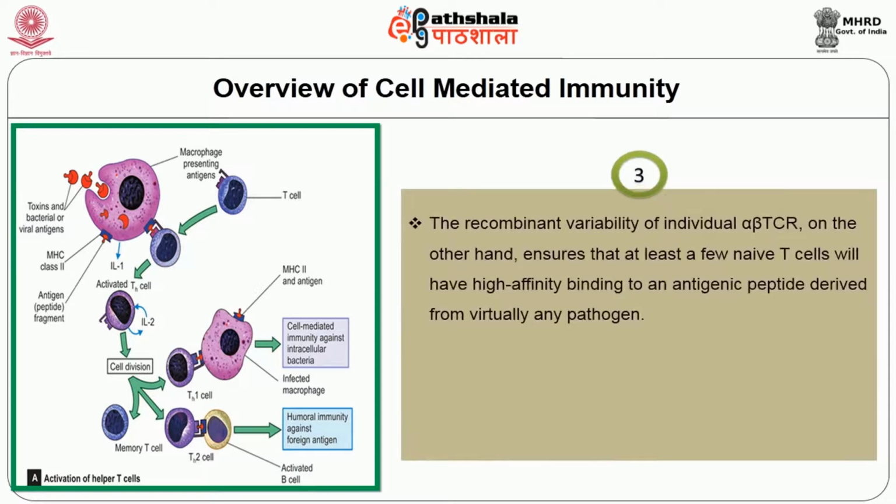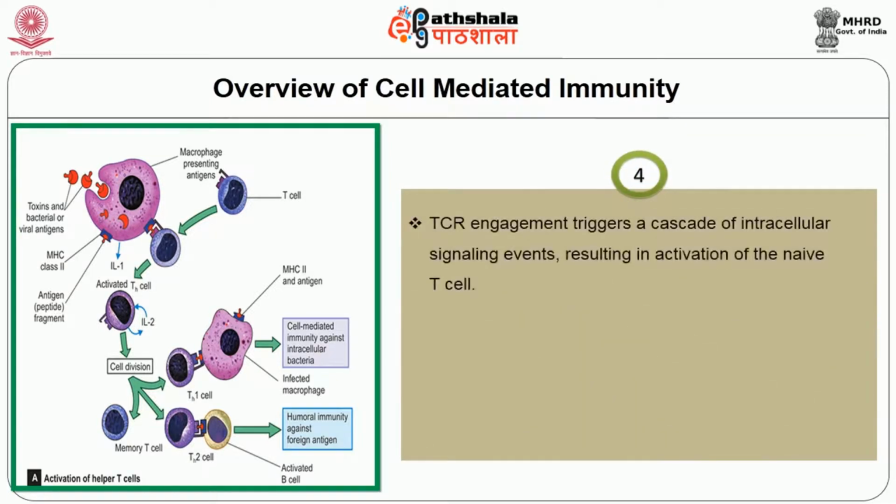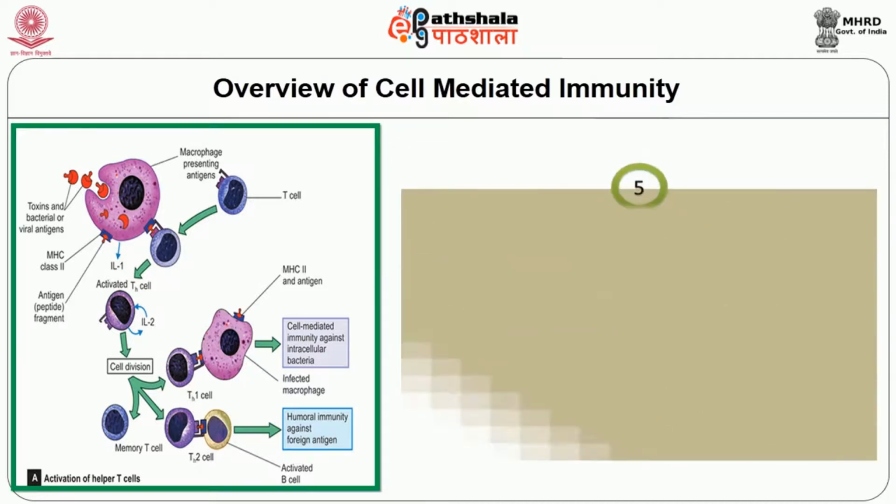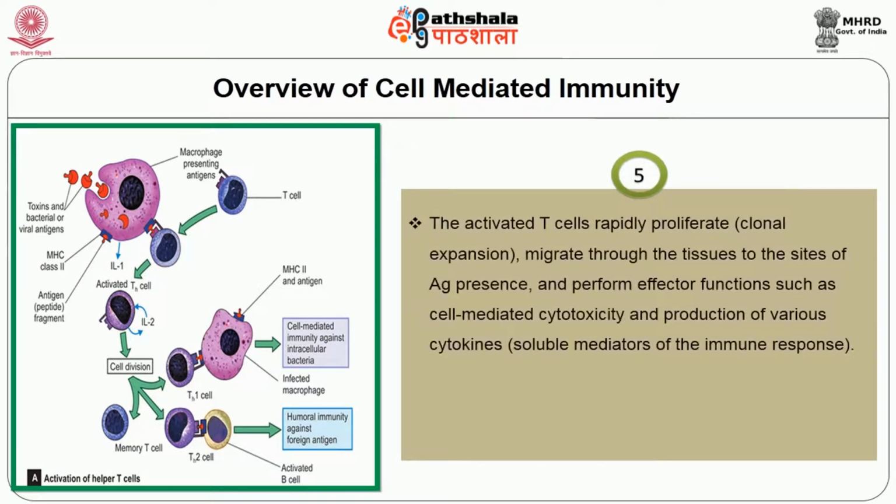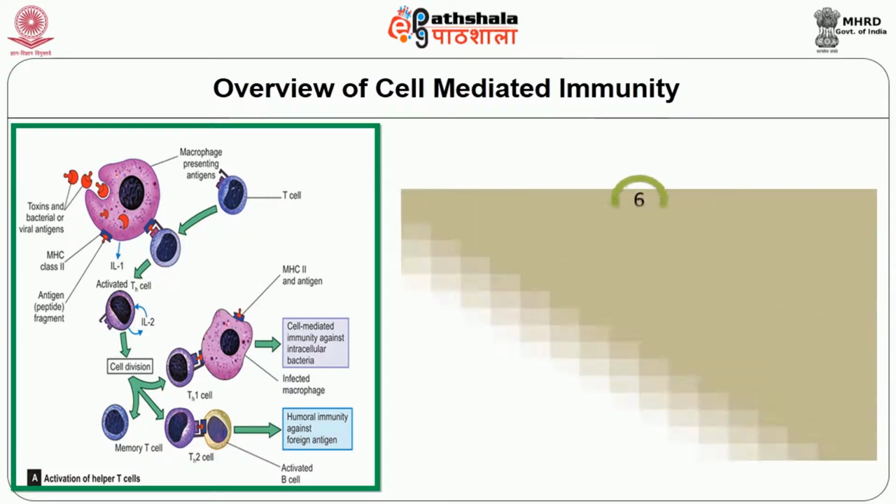The recombinant variability of the individual T cell receptor, on the other hand, ensures that at least a few naive T cells will have a high affinity binding to an antigen peptide derived from virtually any pathogen. T cell receptor engagement triggers a cascade of intracellular signaling events resulting in the activation of naive T cell. The activated T cells rapidly proliferate, that is a clonal expansion, migrate through the tissue to the site of antigen presence and perform effector functions such as cell-mediated cytotoxicity and production of various cytokines.